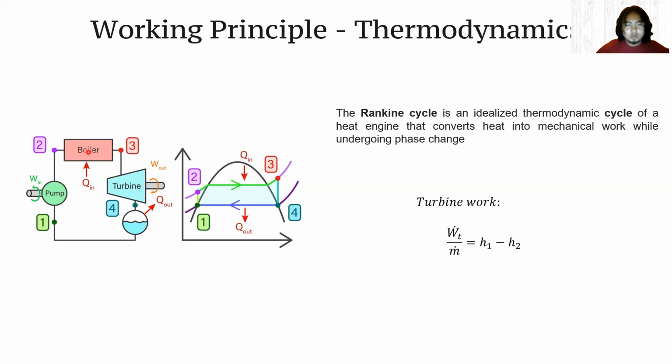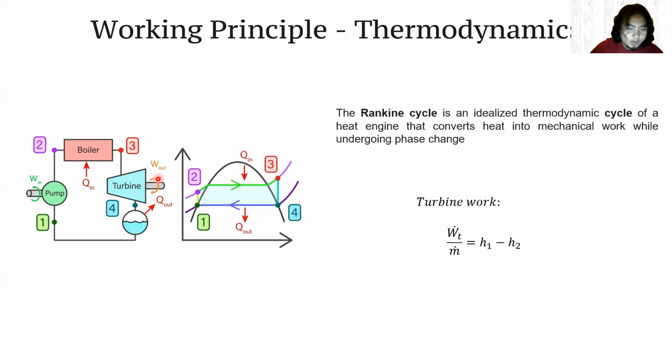Since this is closed, the steam will be transferred to the turbine, and the steam contains very high energy. Therefore, the steam will be able to make the turbine work. So the turbine will produce work out.